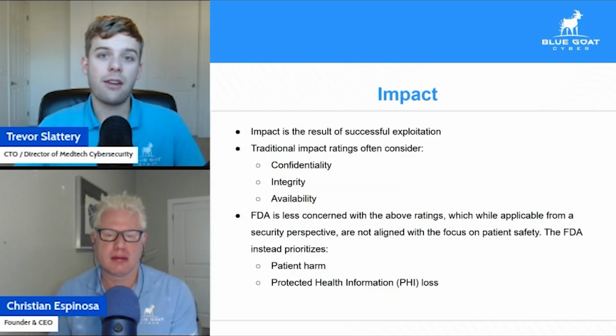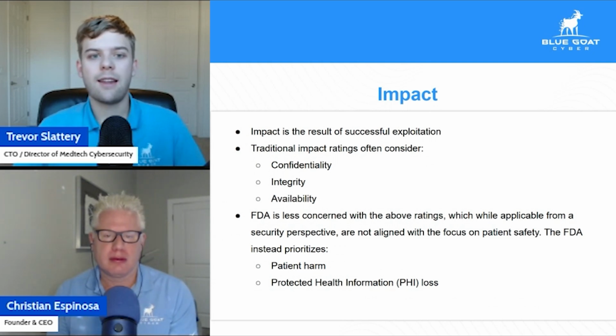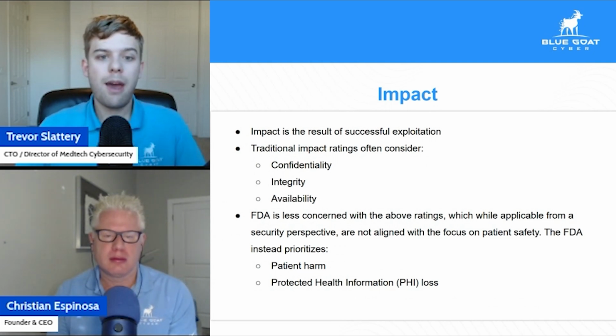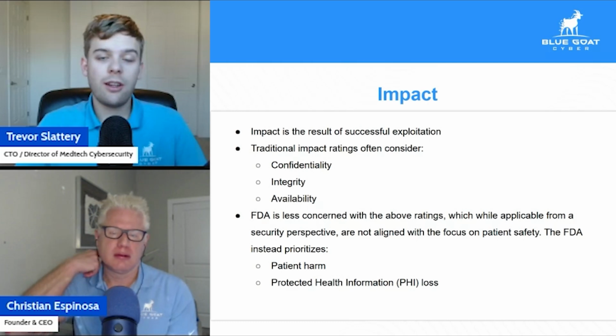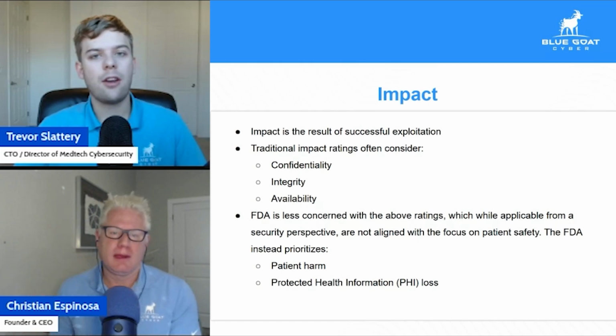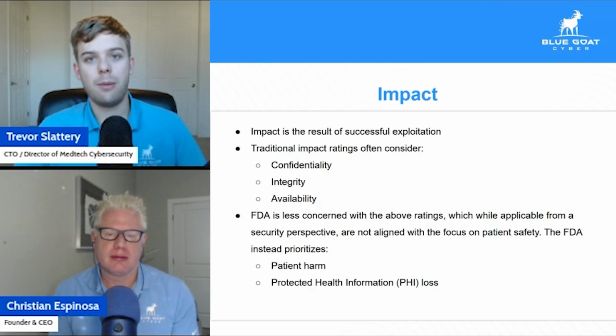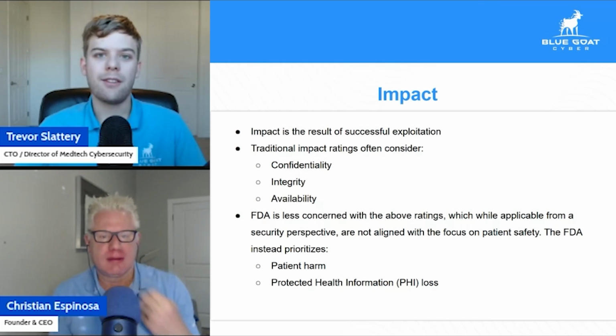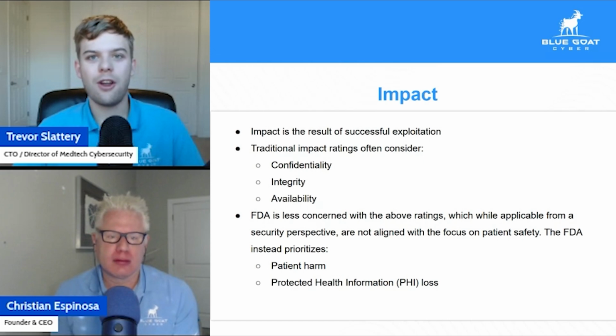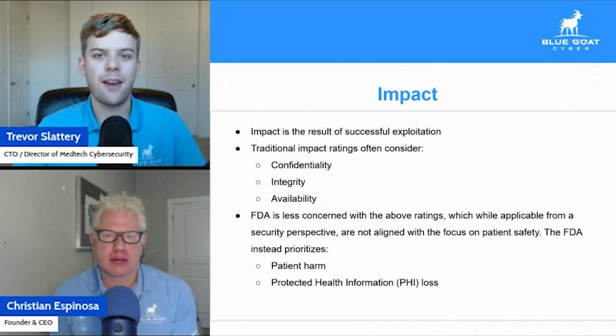All right, once we're able to understand the exploitability, we can start looking at the impact as well. So the impact is the result of successful exploitation. Traditionally, we're looking at the CIA triad: confidentiality, integrity, and availability. These are pretty standard as far as security, and so most cybersecurity professionals are going to know these and have heard about them 100 times.